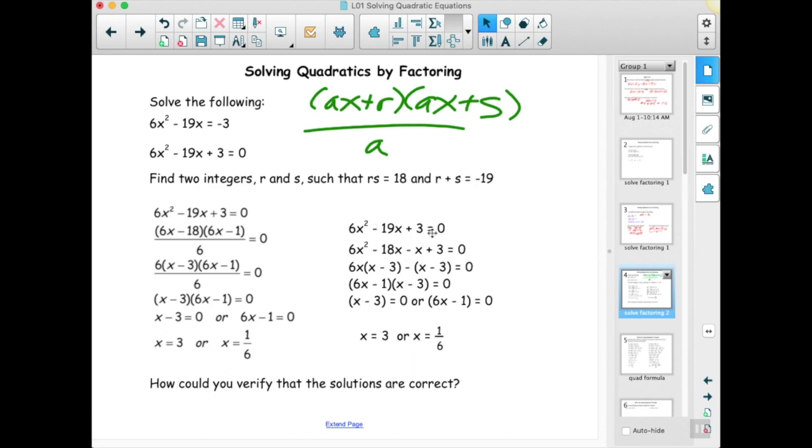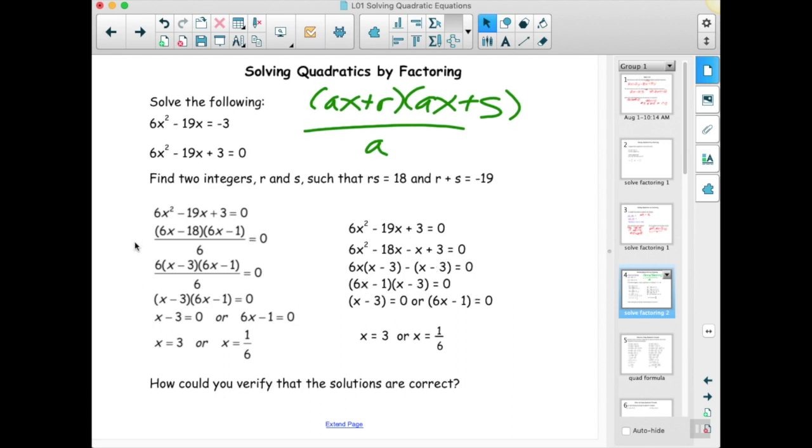The other way to do it, I know some of you love this, is called decomposition. 6x squared minus 18x minus x. We decompose the middle term into negative 18x minus x, and then we common factor a 6x out of here. We common factor a negative 1 out of there. We have a common binomial now, which we then factor, and we get to the same place.